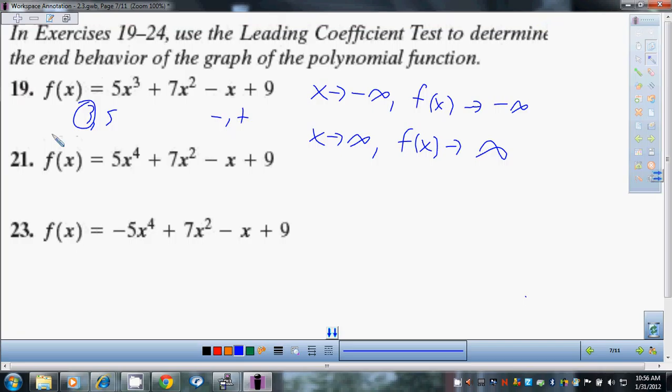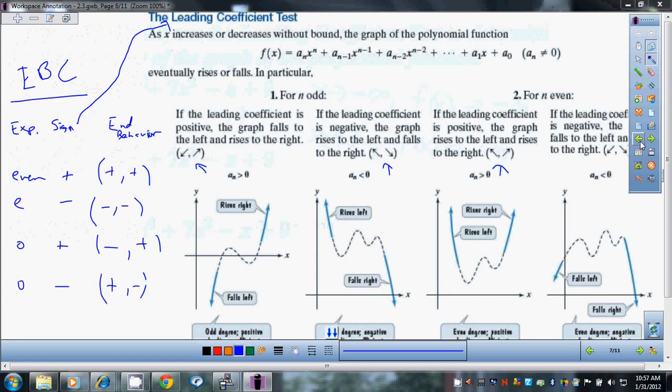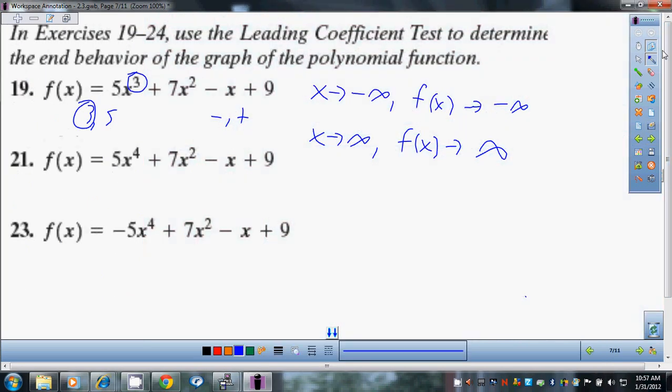From the chart, the degree, this is what you had missed before you got here. The degree was odd, so I knew it was one of these two, and the leading coefficient was a positive 5. So odd positive gave me falls to the left, rises to the right. And that's on page 304, by the way.